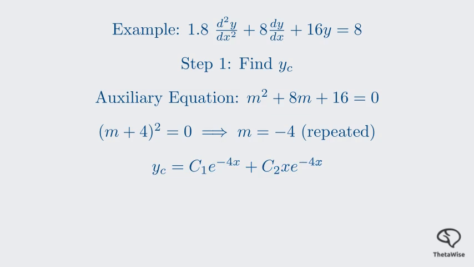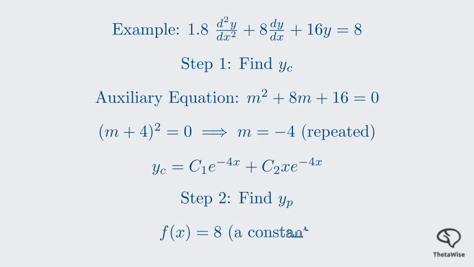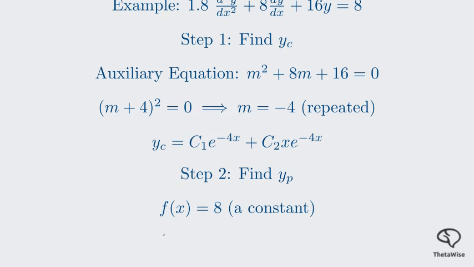Don't forget that x. Step 2. Find yp. The right-hand side, f of x, is a constant, f of x equals 8. A constant is a polynomial of degree 0. Our initial guess for a degree 0 polynomial is just a constant, let's call it a.